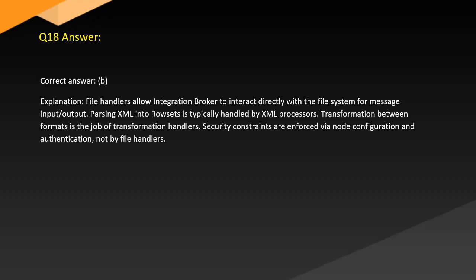Answer. Correct answer: B. Explanation. File handlers allow Integration Broker to interact directly with the file system for message input-output. Parsing XML into rowsets is typically handled by XML processors. Transformation between formats is the job of transformation handlers. Security constraints are enforced via node configuration and authentication, not by file handlers.